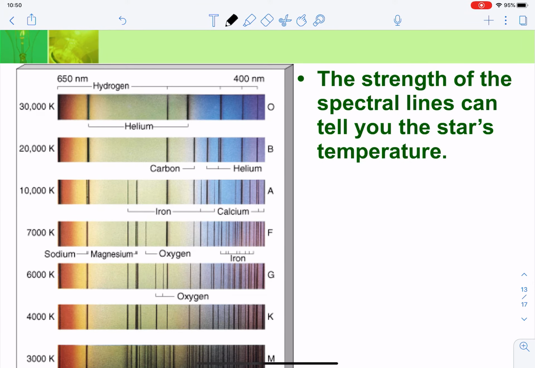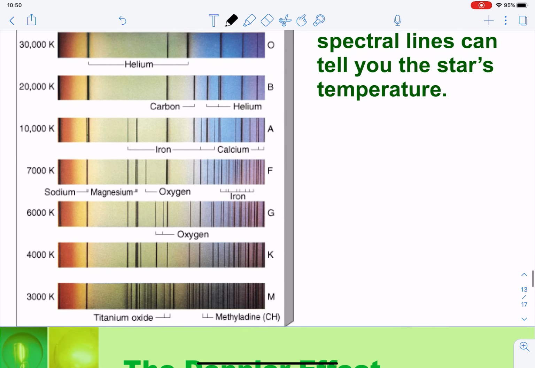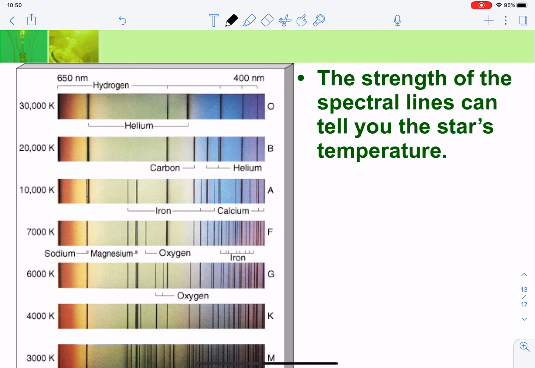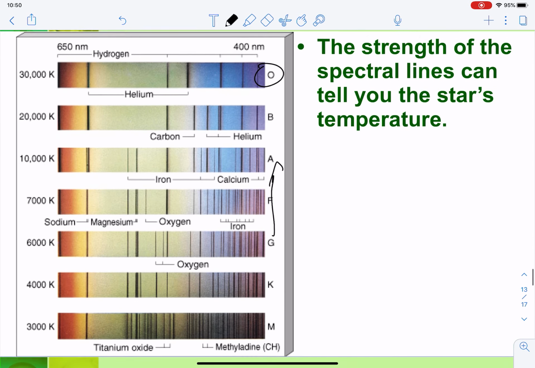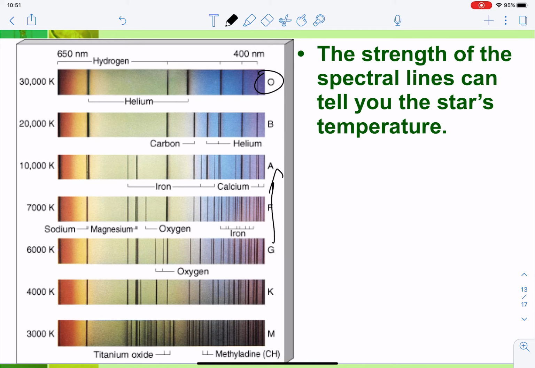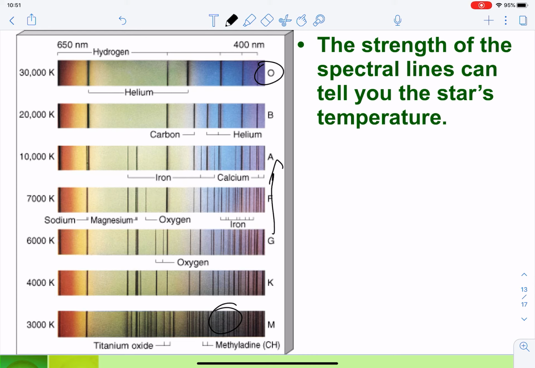So the strength of the spectral lines can tell you the star's temperatures. Okay, so if we look at this graph here, our hottest temperatures are up here, and basically it's increasing as we go from the bottom to the top. But here you can start to see as we have lower temperatures, the lines start to break up, and they're not as identifiable, right? Because that muddies the water a little bit. You don't have these crisp, clear spectral lines that you were hoping for.